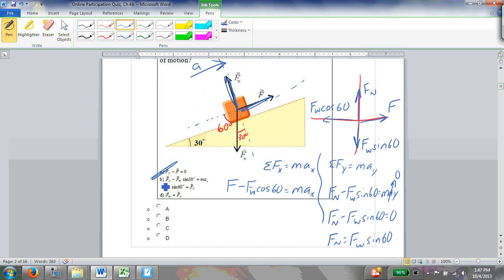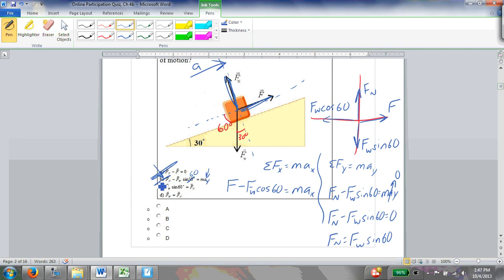All right, here I have Fn minus Fw sine 30 equals max. There are several mistakes with this. First of all, the most glaring one is that I have an ax here, but Fn is the y component. And Fw sine 30 is actually the x component of the weight. I can make this correct by making this 60 degrees and making this into a y, and then that equation would be correct. But as it's written, it's not correct.